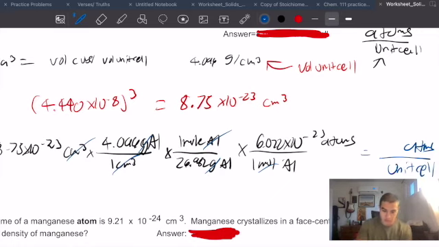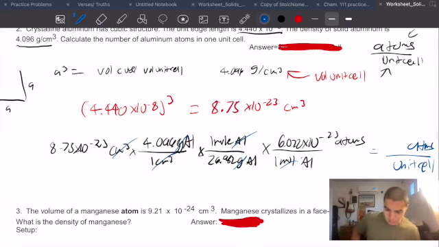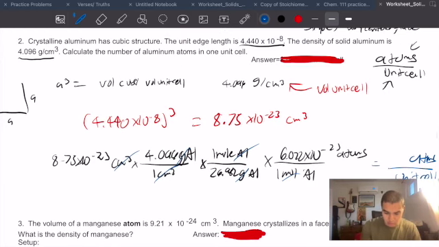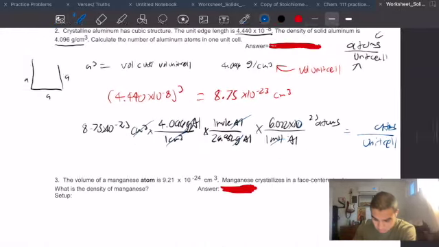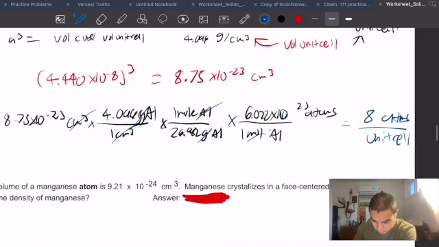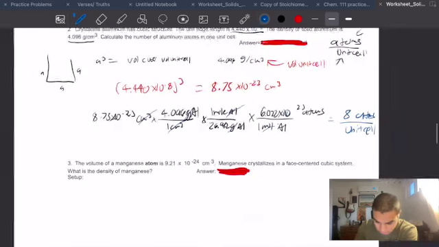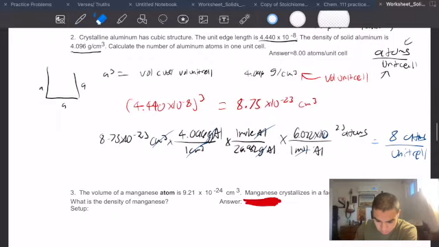So if you type this into your calculator, I did a small error here. This should be, this is a negative. So when I type this in, I get 8 atoms, rounded off, 8.00. So I round it off and I get 8 atoms per unit cell, which is the answer.